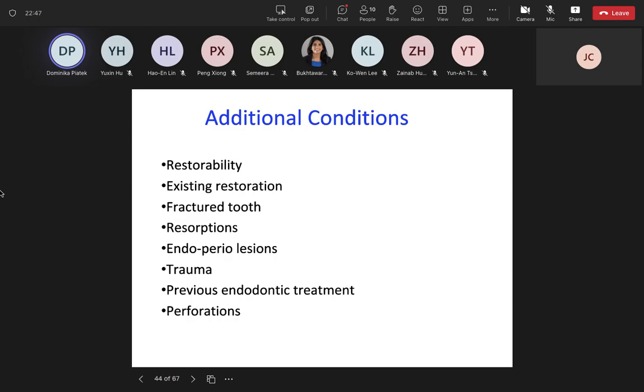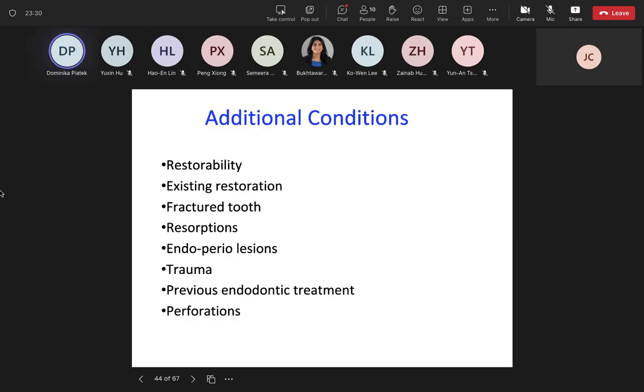We should look at the existing restorations also, because they can be in a bad condition, for example. They can be broken, they can be destroyed, they can have some chips, they can have some fractures. So this is one thing, and the other thing is how deep they go, if they are properly placed at the proximal areas, if there are any overhangings of that restoration. So everything should be carefully checked.